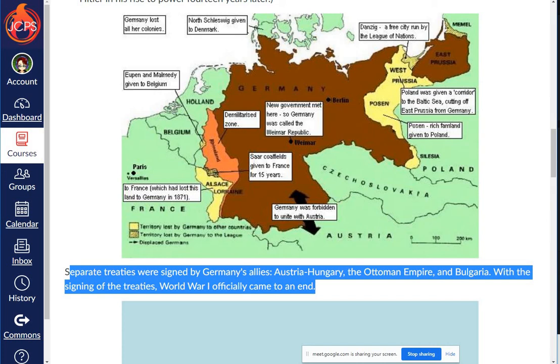Demilitarized zones, so no military was allowed in here, which is kind of the border-ish. Eupen and Malmedy given to Belgium. To France, which had lost its land to Germany, they get Alsace-Lorraine. And Germany was forbidden to unite with Austria. The Saar coalfields given to France for 15 years. All right.